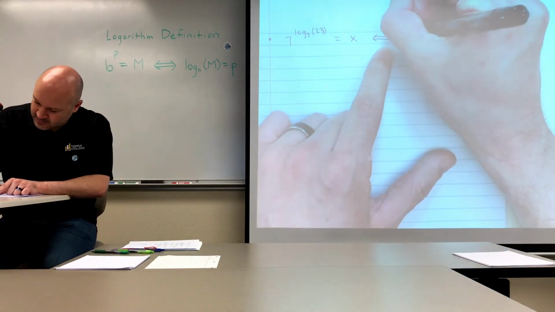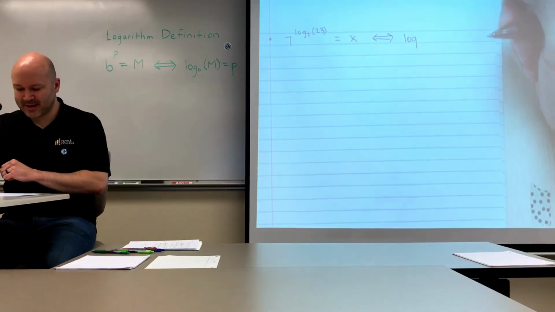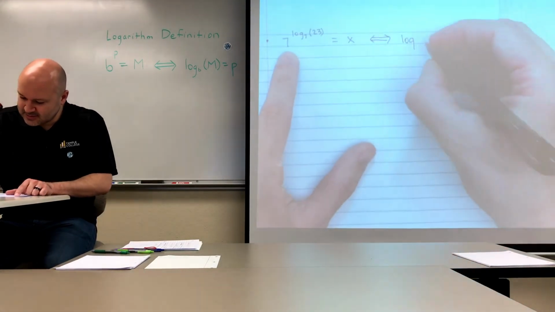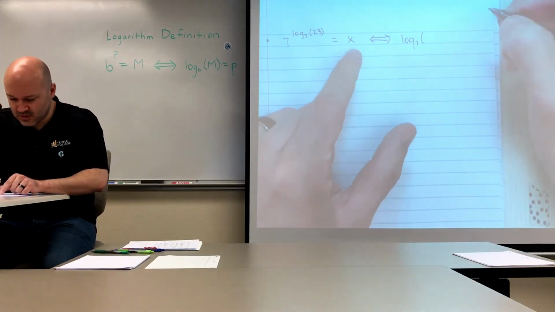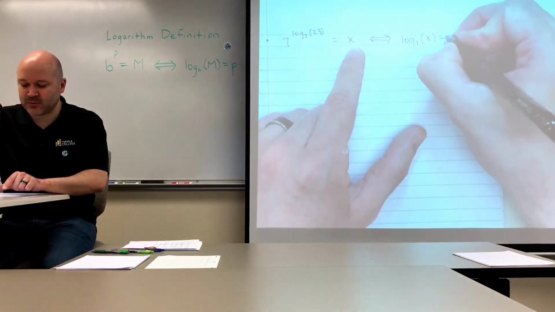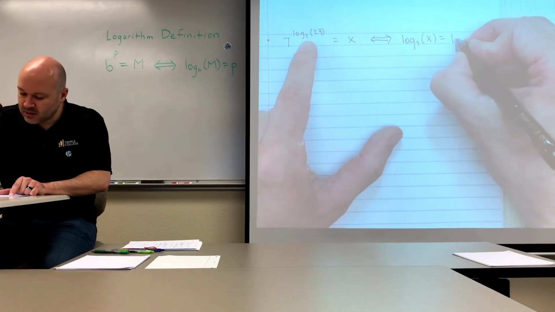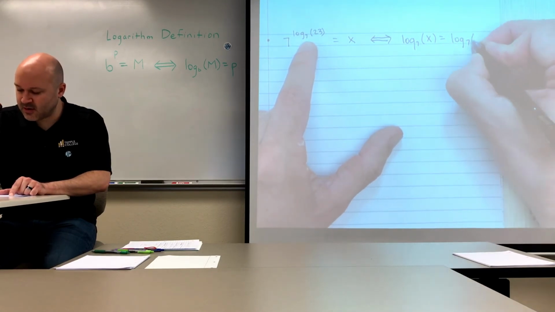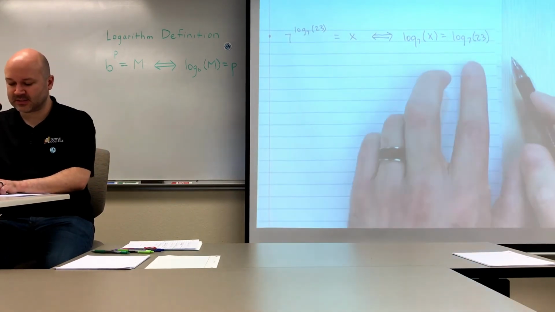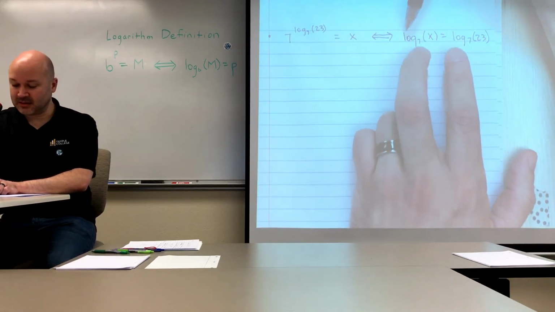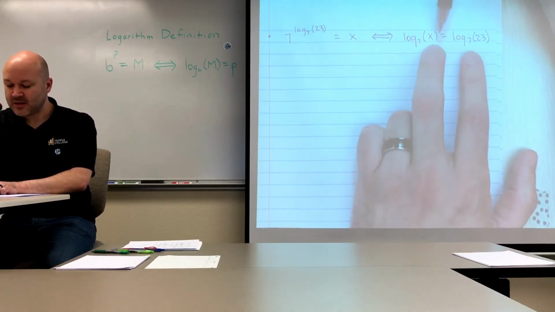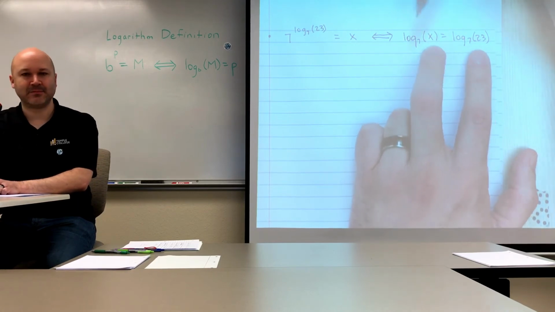I get log. What's my base? 7. What's my argument? The other side, x. And that's equal to the power, log base 7 of 23. Oh, look at this. If this equation is true, the log base 7's match. If that equation is true, that x has to be 23.